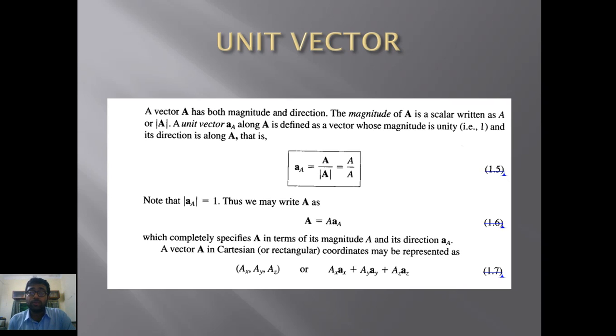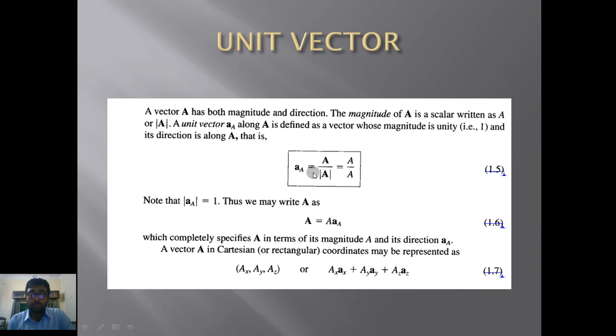Now I am going to divide this vector by this scalar value, mod A, which only possesses the magnitude of vector A. If we divide this vector A by mod A, we will get this unit vector, which only possesses the direction of the capital A vector.